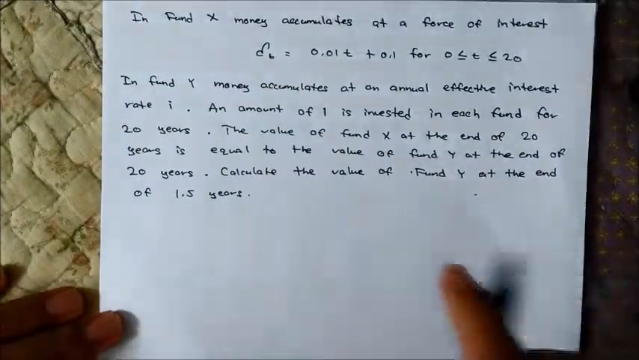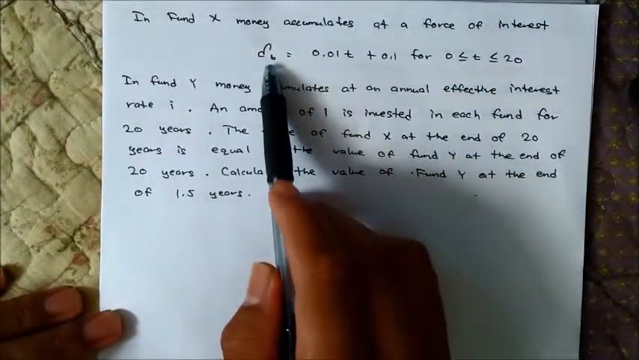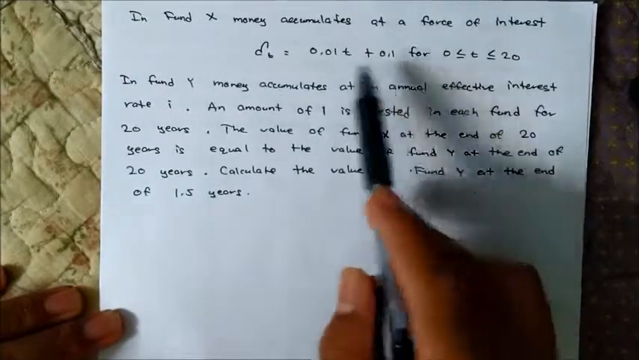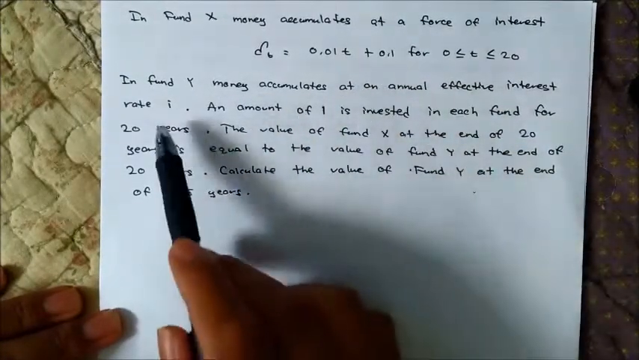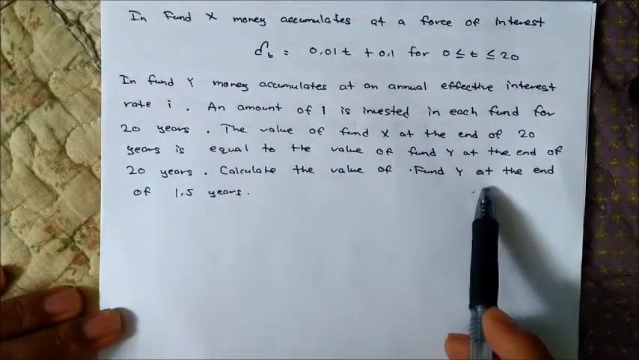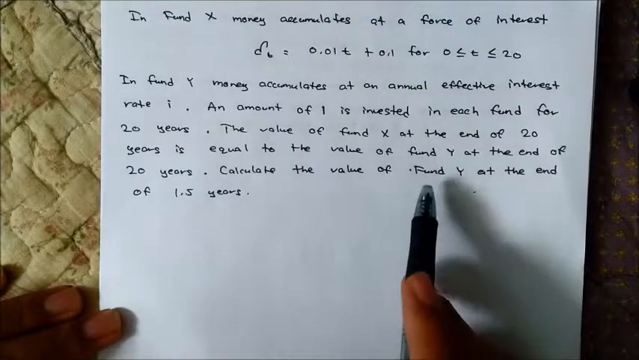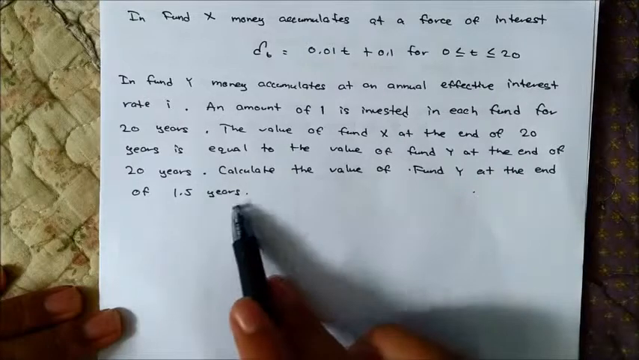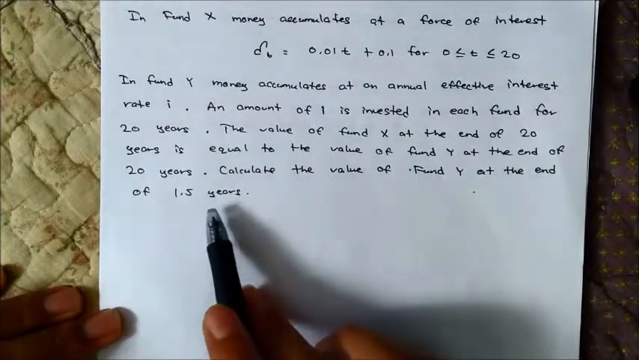In Fund X, money accumulates at a force of interest, given here as delta. In Fund Y, money accumulates at an annual effective interest rate of i. An amount of 1 is invested in each fund for 20 years. The value of Fund X at the end of 20 years is equal to the value of Fund Y at the end of 20 years. Calculate the value of Fund Y at the end of 1.5 years.